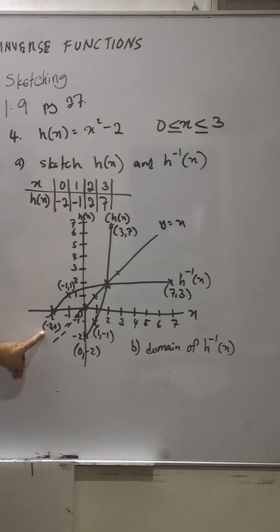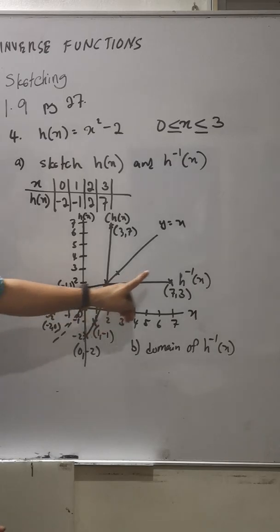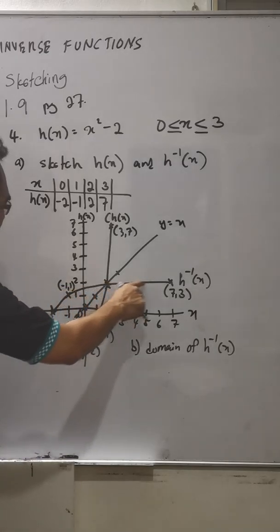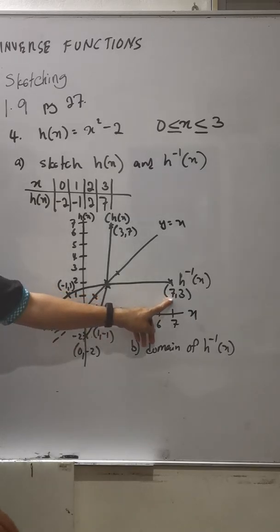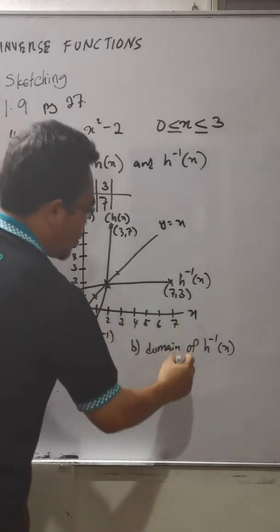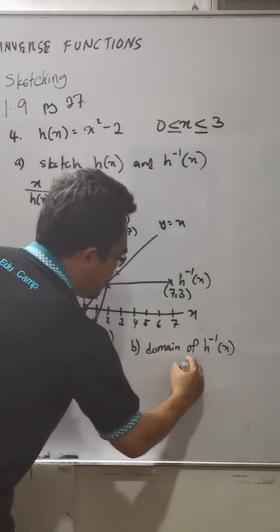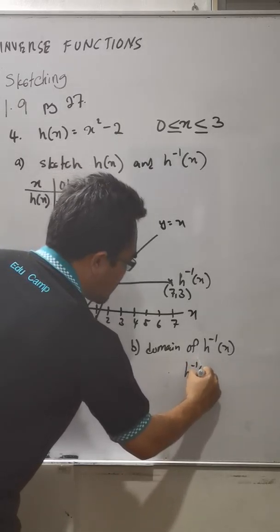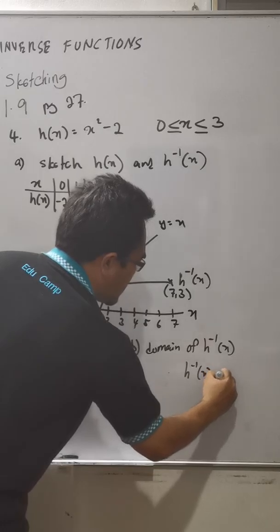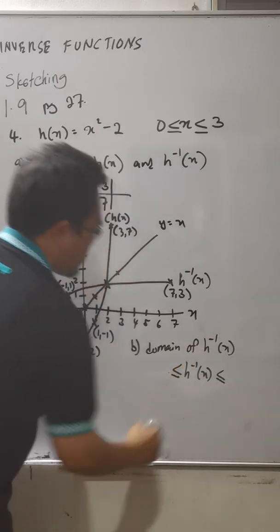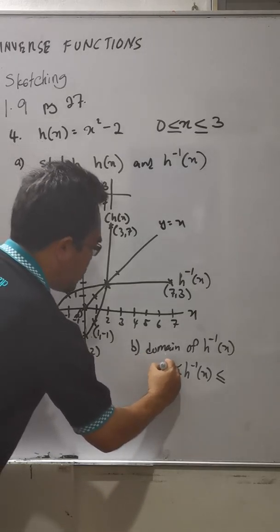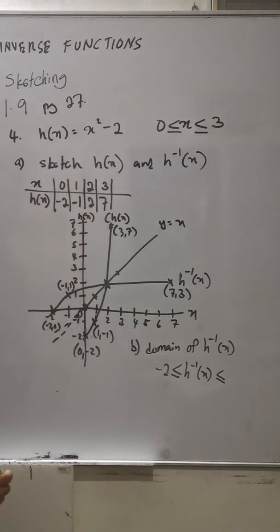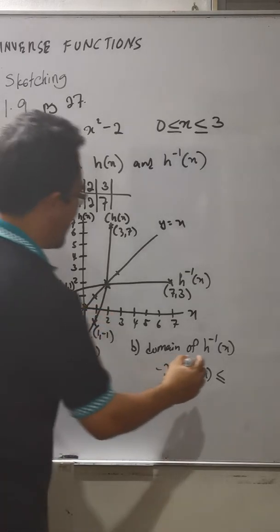The values go from -2, -1 and then to 2, but we have so many here. So it will start from this value and end at this value. So the domain will be starting from -2 until 7.